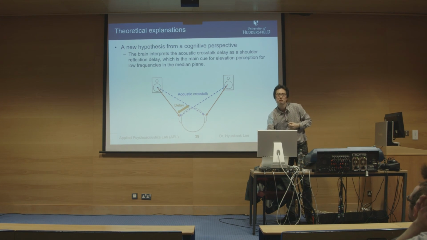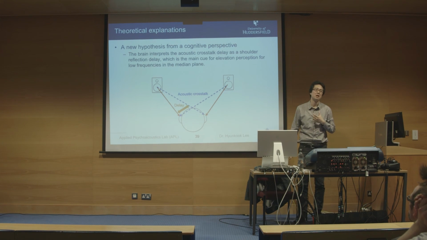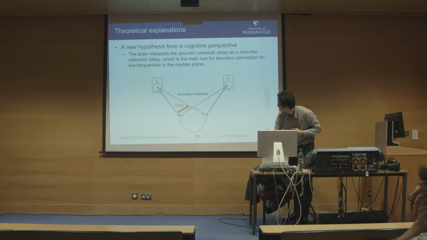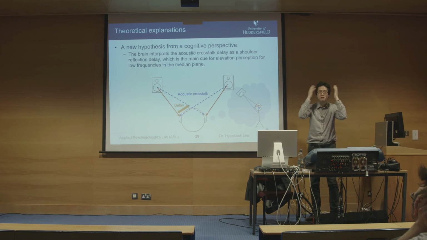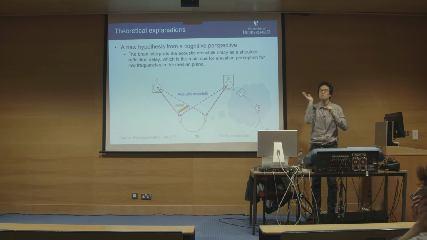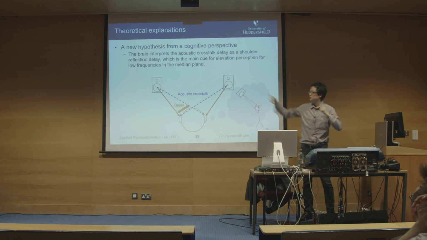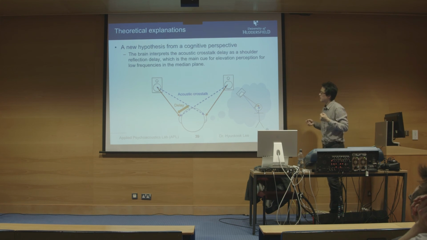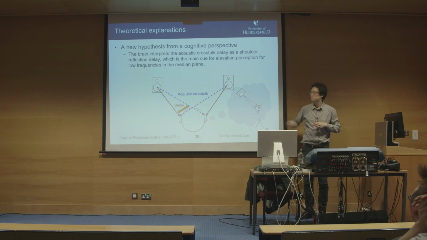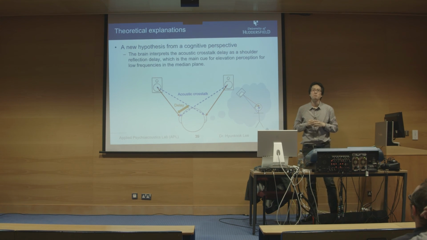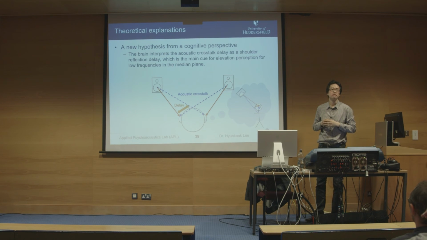This acoustic crosstalk delay might be interpreted by the brain as shoulder reflection. That's something like this. The brain might be confused in understanding what's going on between the two ear input signals. When there's no interaural difference and there's some acoustic crosstalk going on, the delay time could be interpreted as shoulder reflection, which is known to be very important for elevation perception for frequencies up to 3 kilohertz.